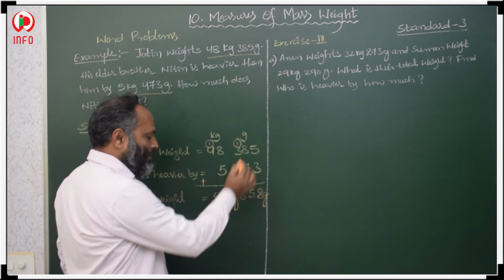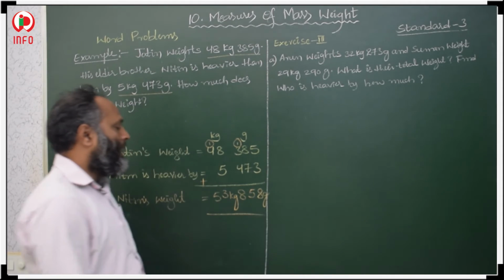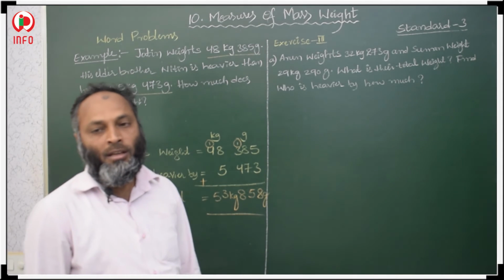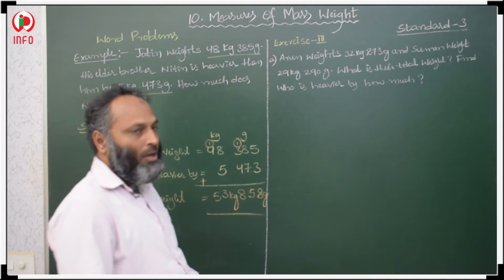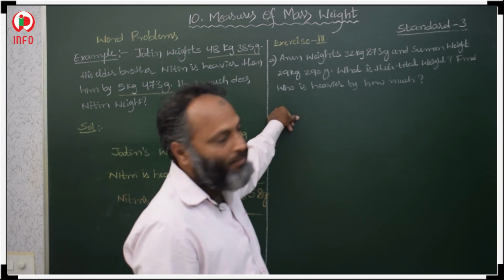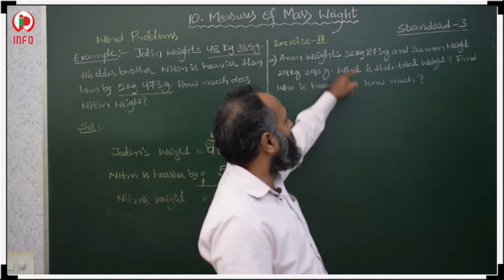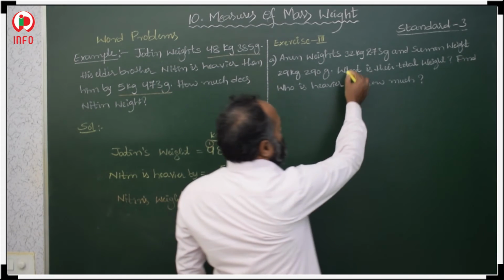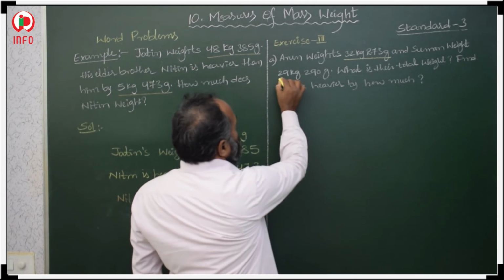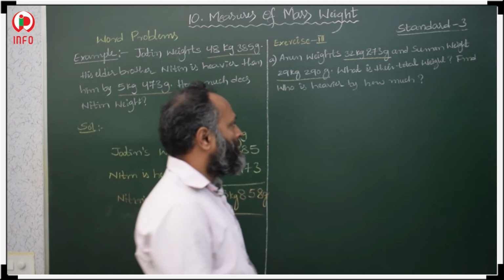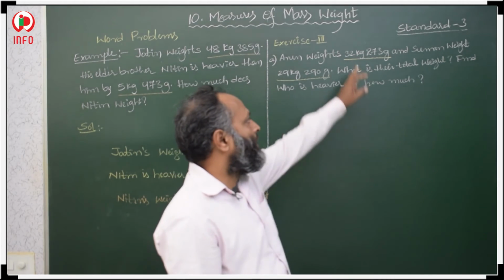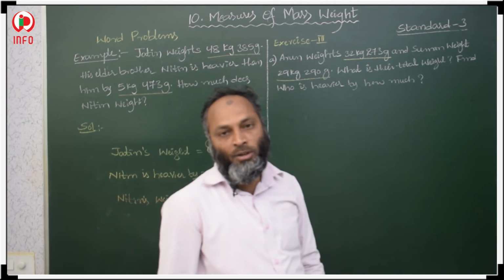53 kgs, 858 grams. This is Nitin's weight. Now, in exercise three, the first question: Arun weighs 32 kgs 273 grams. This is Arun's weight. Suman weighs 29 kgs and 290 grams. So what is their total weight? Total weight he is asking, means we have to add these two, then you will get the total weight.